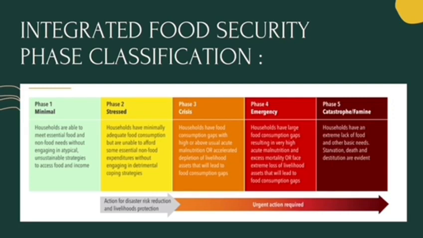I will complete with the Integrated Food Security Phase Classification. It is divided into 5 phases. Phase 1, minimal phase. Households are able to meet essential food and non-food needs.